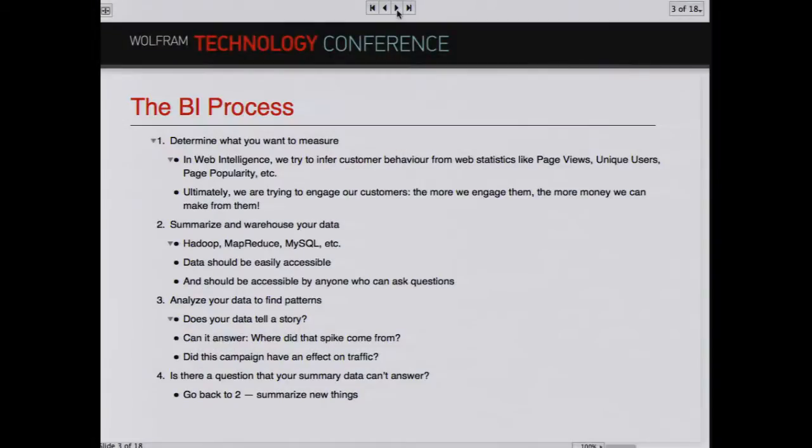The third step in the BI process is to analyze the data to find patterns. Because data tells a story. And so you have to ask yourself this question: when you're looking at the data, is it telling you a story? Because if it isn't telling you a story, then it's not that useful. So the process of analyzing the data involves cleaning it, turning it into something that will tell a story, so that it can answer questions like, where did that spike come from? And did this campaign have an effect on traffic or on sales?